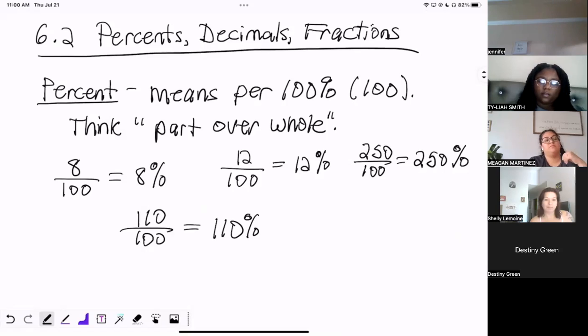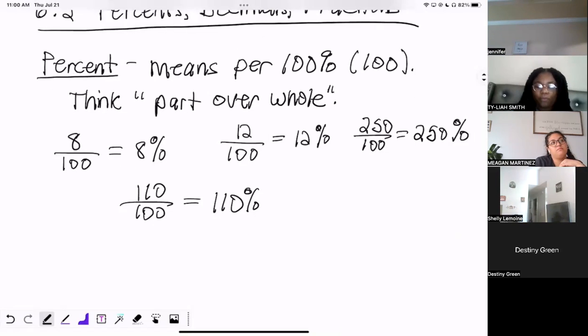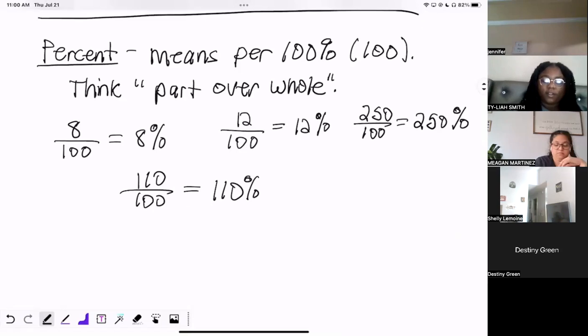Okay, so percent is used a lot in everyday life, as you already know. I'm sure you see it all the time, percent discount, percent this, percent that, right? All right, so let's tie it to a problem. Percent problem.